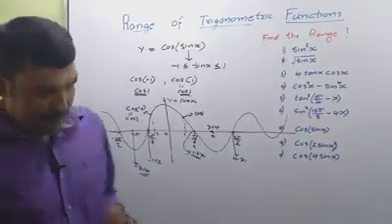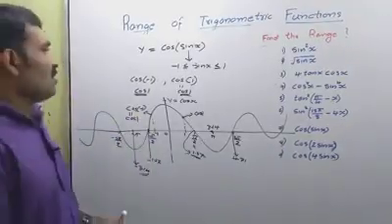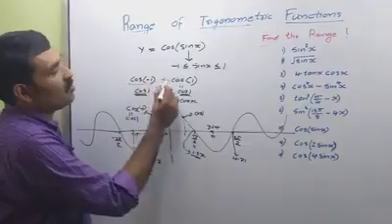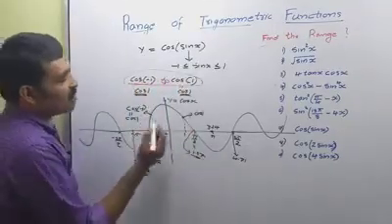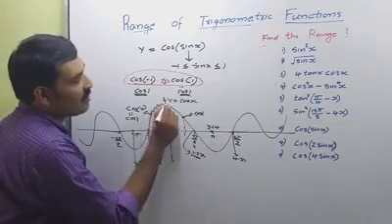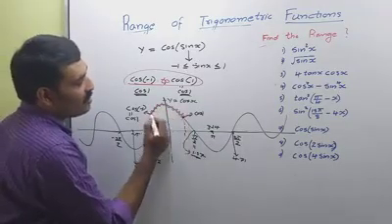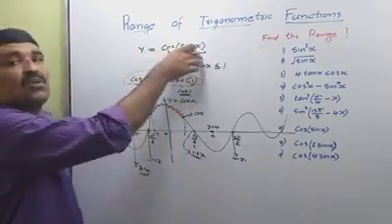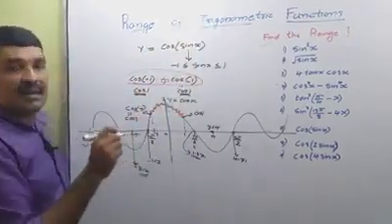So the value of this function is from cos minus 1 to cos 1. That is, cos minus 1 to cos 1. This portion of the graph. So this is the graph of our function y is equal to cos of sin x. That is marked in red.